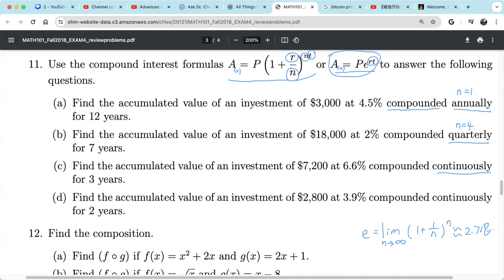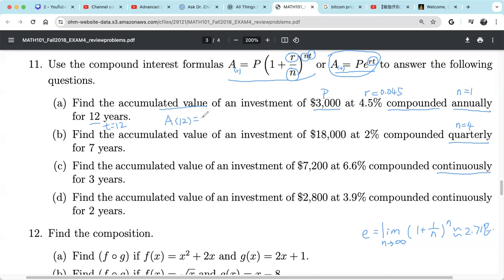All right, let's apply these two formulas for A, B, C, D. For A, given P equals 3,000, the annual interest rate equals 4.5%, which is 0.045. Compounded annually means n equals 1. For 12 years, that means t equals 12. We want to find the accumulated value of the investment, the amount of money after 12 years.